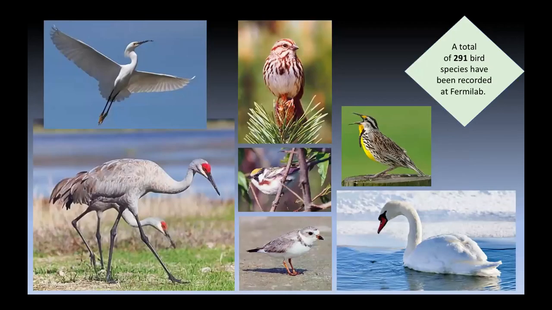In fact, a total of 291 bird species have been recorded at Fermilab. I'm involved in bird monitoring at Fermilab, and I just chose a couple of, not my favorites, I don't have any favorites because I love them all, but I included a picture of the sandhill cranes, a song sparrow, a chestnut-sided warbler, a piping plover, an eastern meadowlark, and a mute swan. So as you can see from the seasons shown in the pictures, there are birds on site all year round.